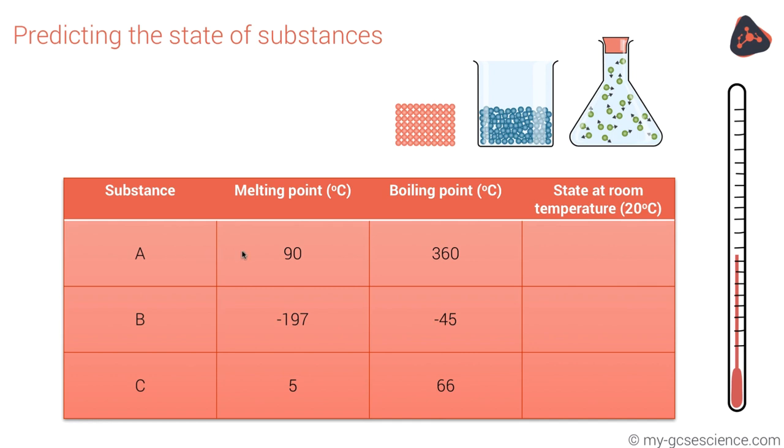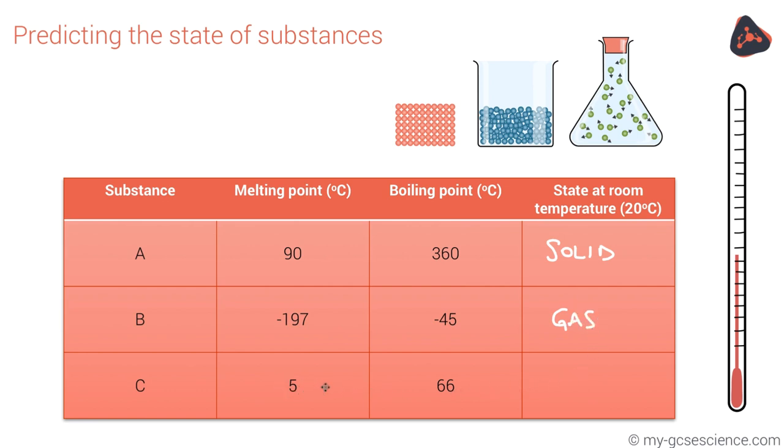So, if substance A melts at 90 and boils at 360, at room temperature, 20 degrees, it's not going to have reached its melting point or boiling point yet, and so A will be a solid at room temperature. B has 2 really low melting and boiling points. They're below 0, which means that B will have melted and boiled before it got to room temperature. So B is going to be a gas.